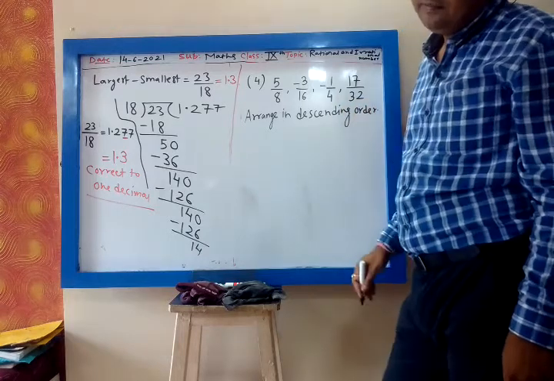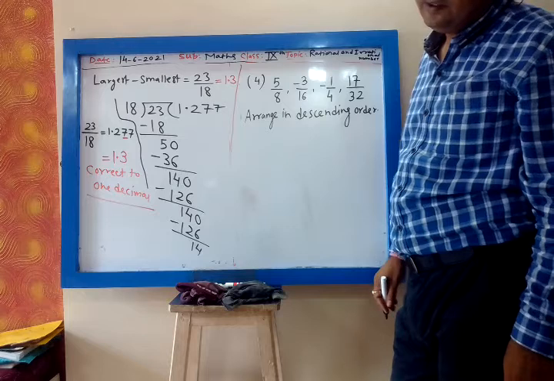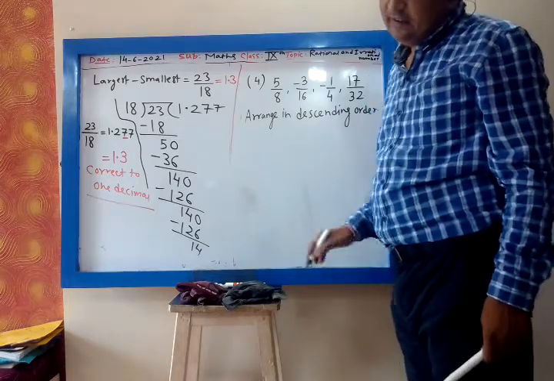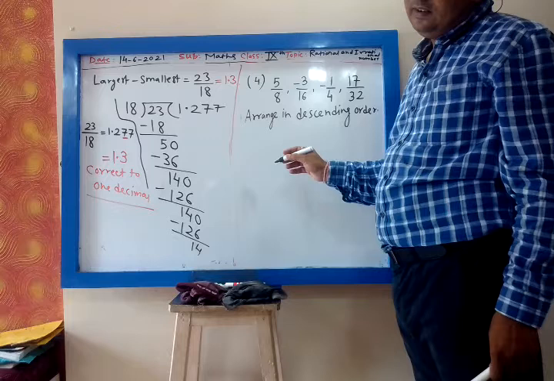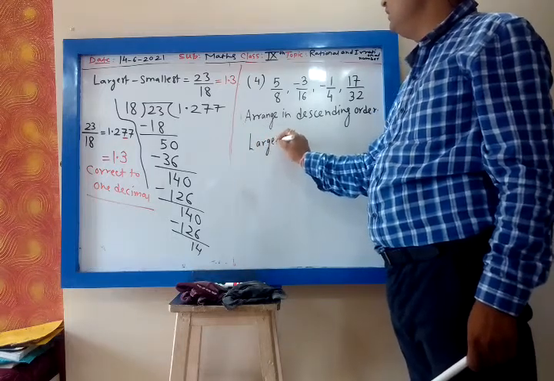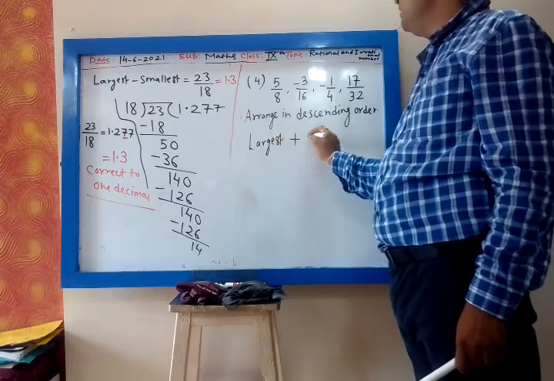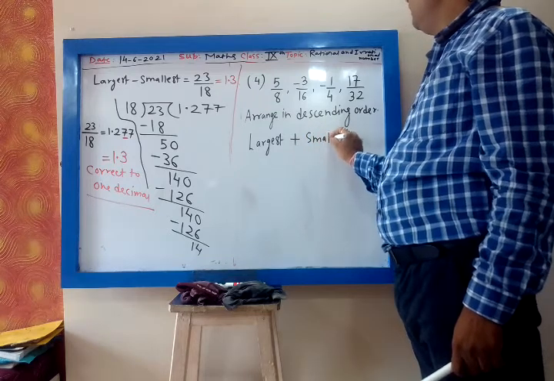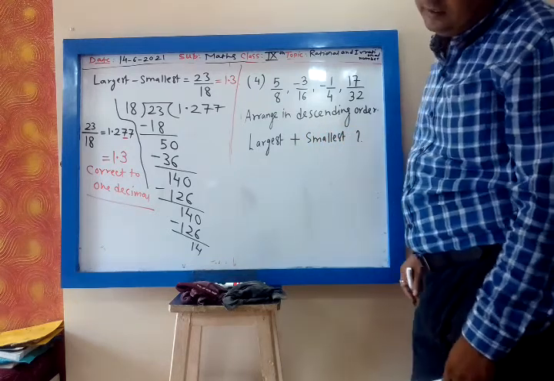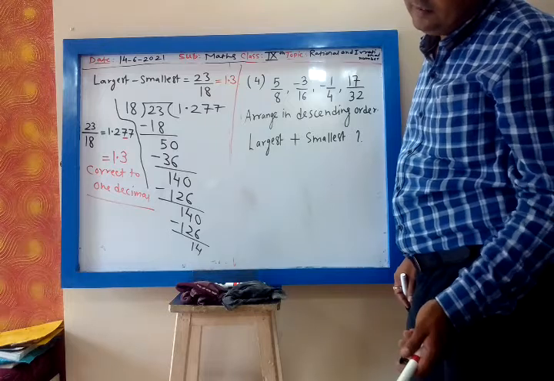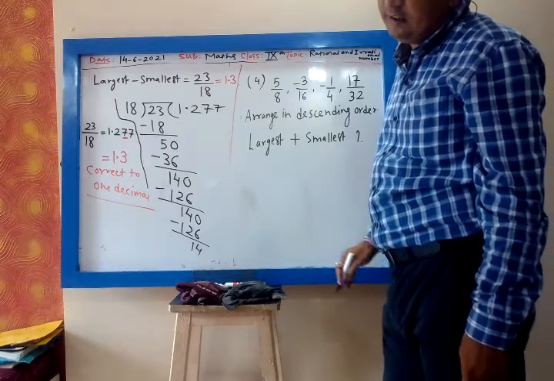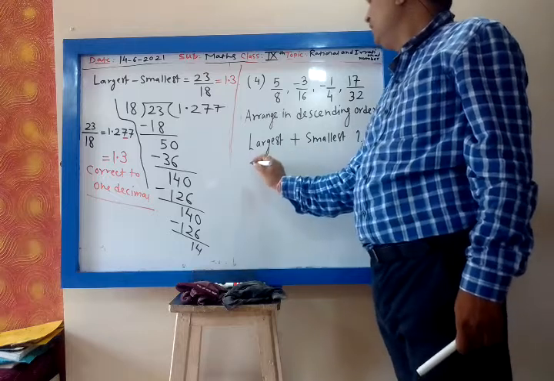Okay. After arranging them in the descending order, you have to find the sum of largest and smallest. Sum means plus. Largest plus smallest. You have to find this. Then you have to express this sum as a decimal fraction correct to 2 decimal place.